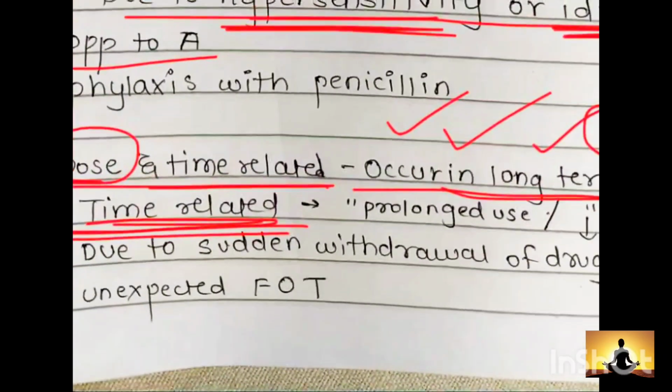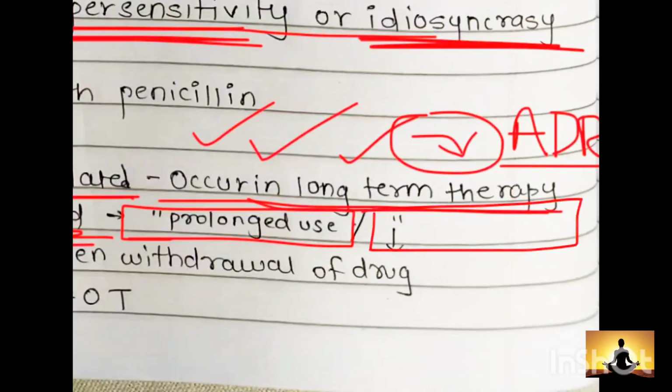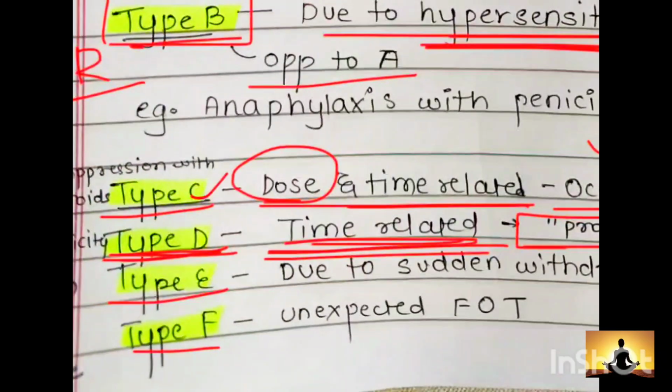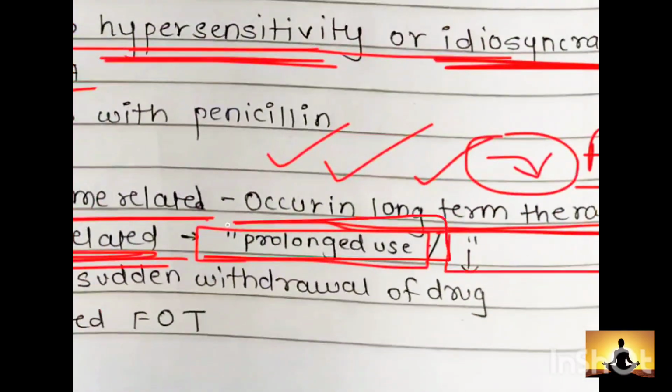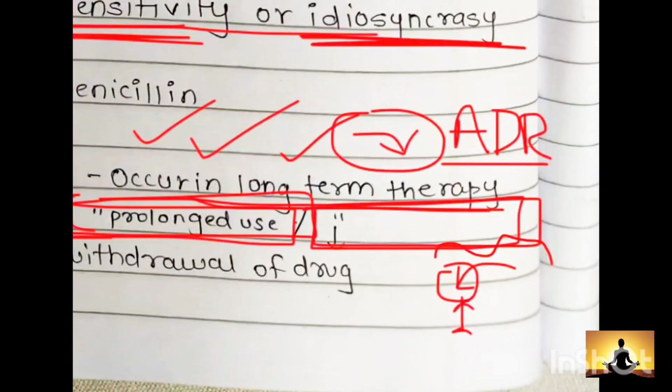Now type D, that is delayed, it is related to time. It is because of prolonged use of any drug or sudden withdrawal of a drug. It is a combination of C and E. That is if a person is consuming a drug for a long period of time and then we stop it, that is sudden withdrawal of the drug.